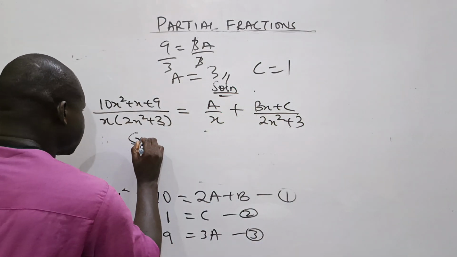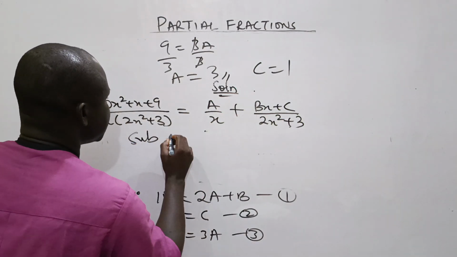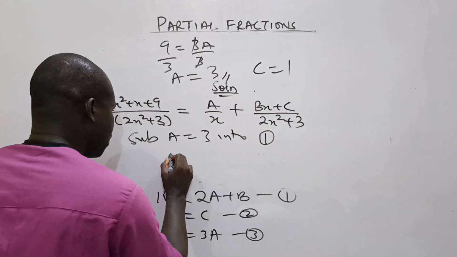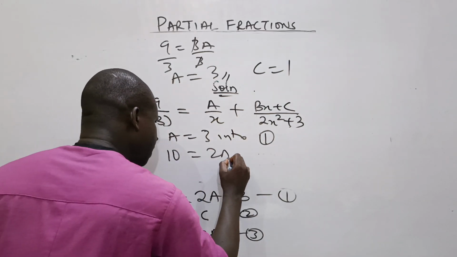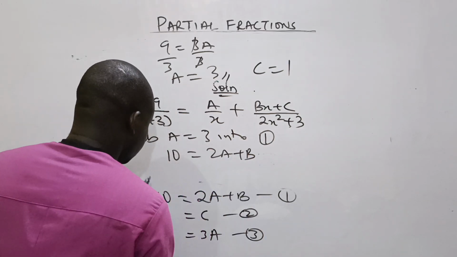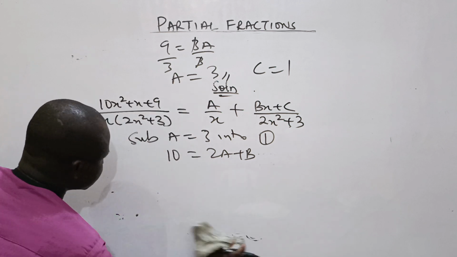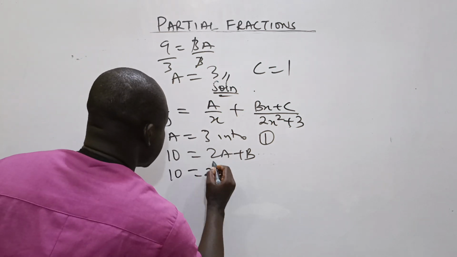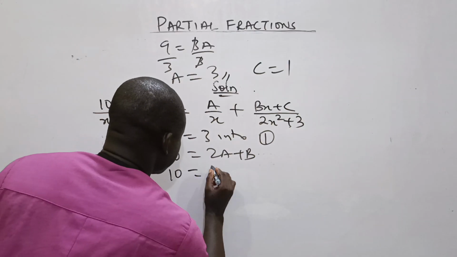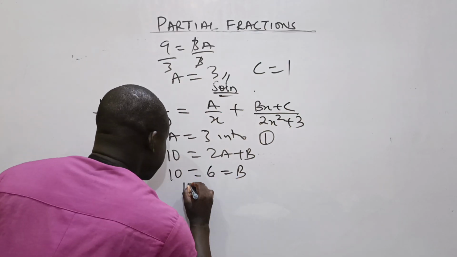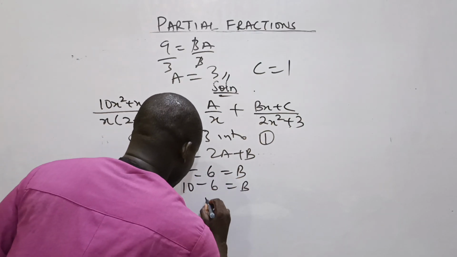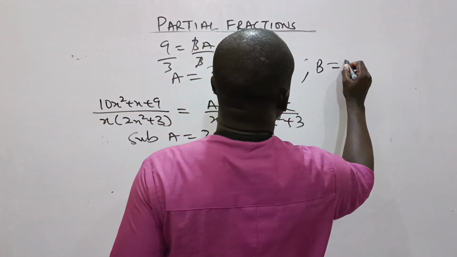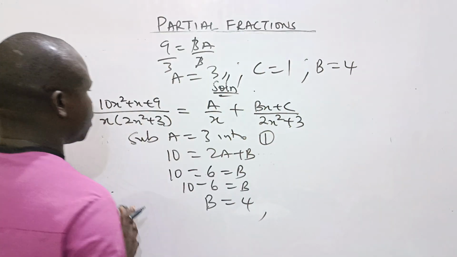I will substitute A equal to 3 into equation 1. What is equation 1? 10 is equal to 2A plus B. So 10 will be equal to 2 times 3, that's 6, plus B. Then 10 minus 6 is equal to B. B is equal to 4. So we have gotten the values of all three unknowns.